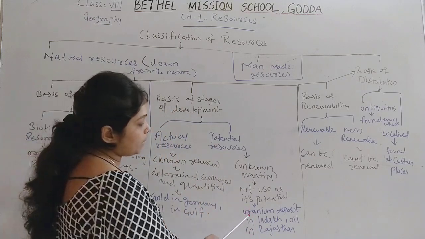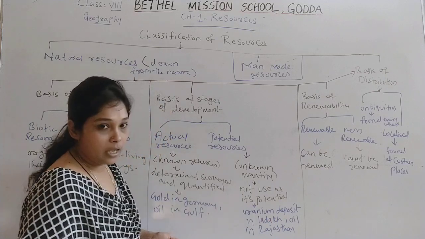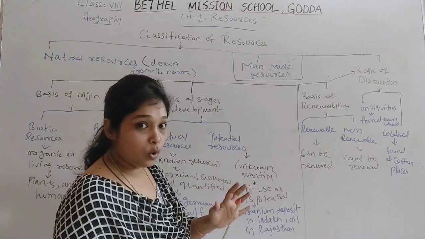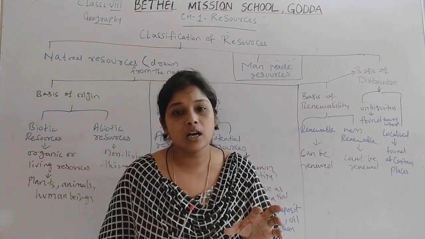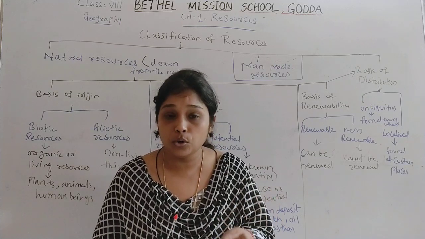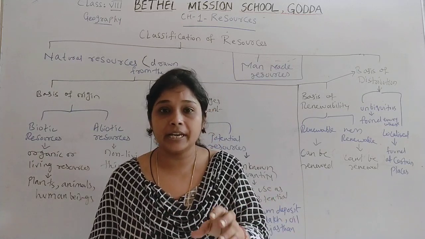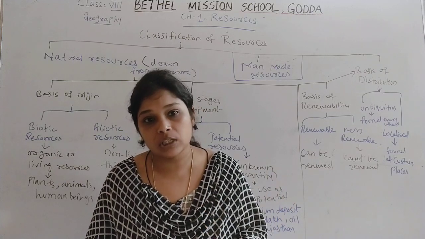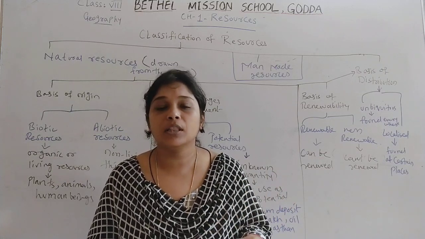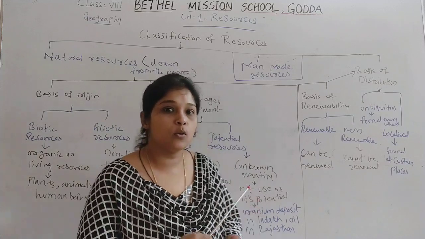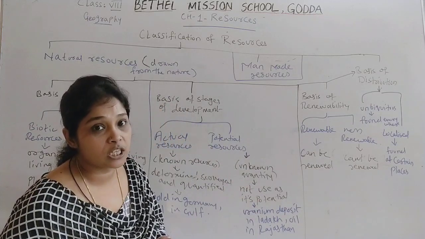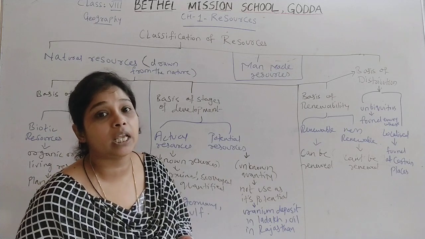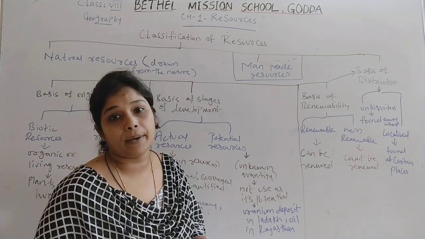Let's take an example: uranium deposits in Ladakh and oil in Rajasthan. We know that Ladakh has uranium deposits, but we don't know where those uranium deposits are and how much quantity there is. That is why we are not using them to the full extent. So we can say those are potential resources, because we don't know about the quantity and quality of those resources in a particular region.